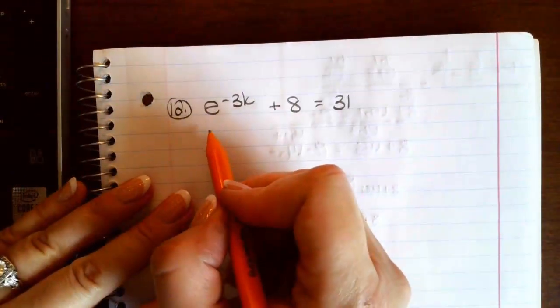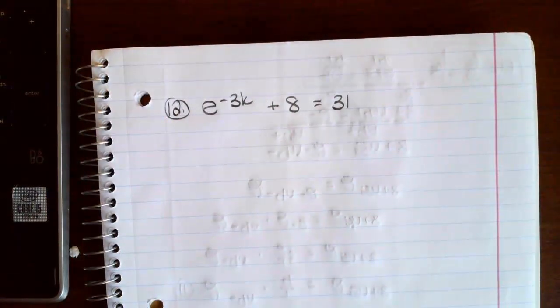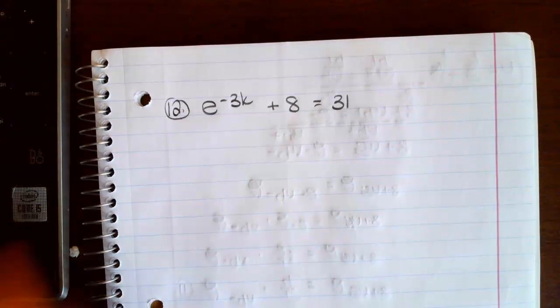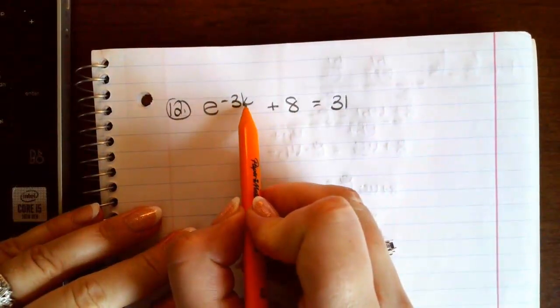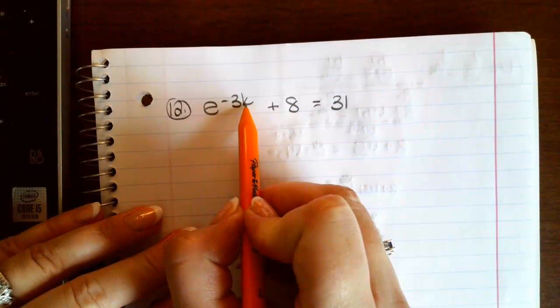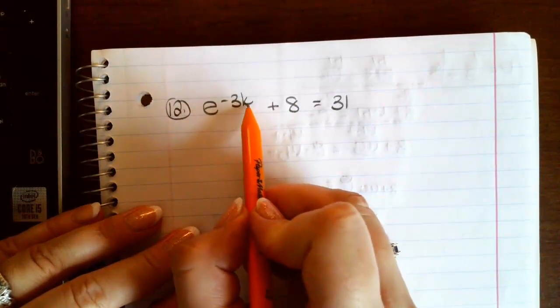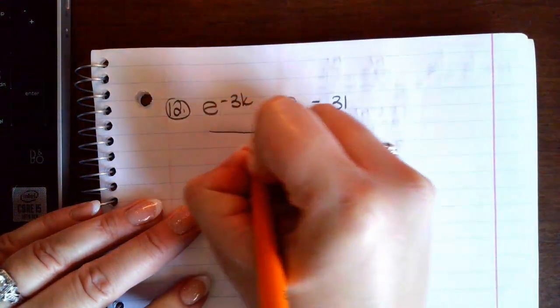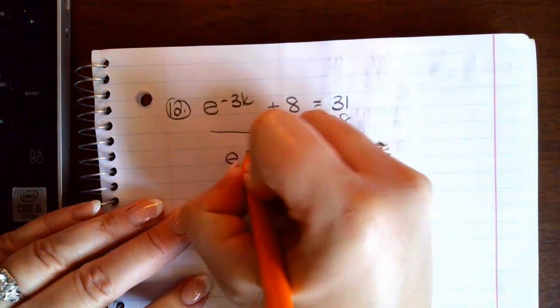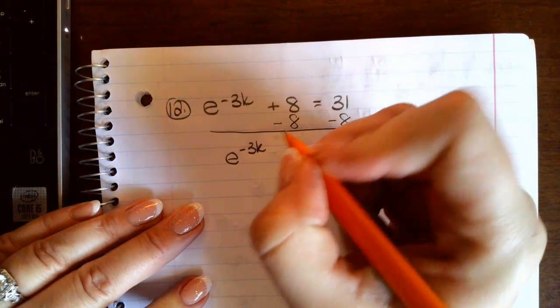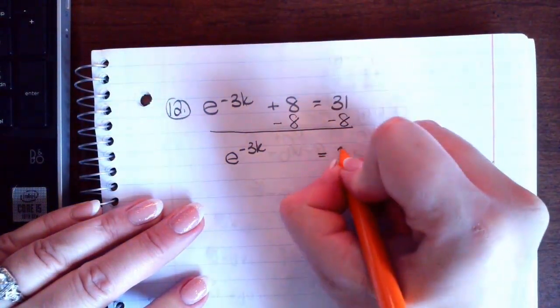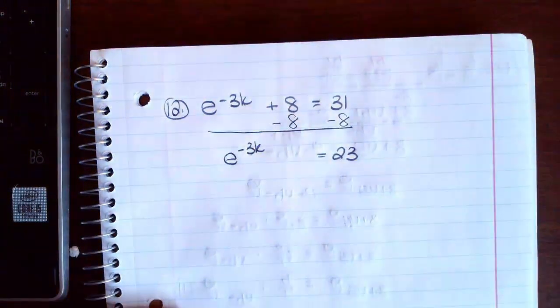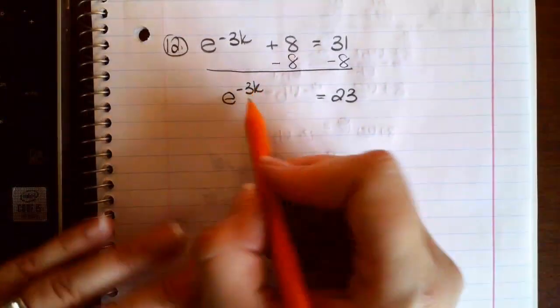All right, so for the next one, we've got e raised to the negative 3k plus 8 is 31. So I notice that my k is trapped up in my exponent. So I'm going to work to get to that k so I can solve for it. So I'm going to subtract 8 from both sides. So this gives me e to the negative 3k is 23. And now I'm kind of sort of stuck.